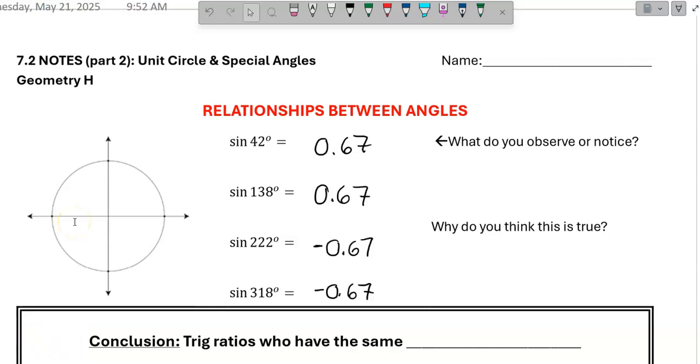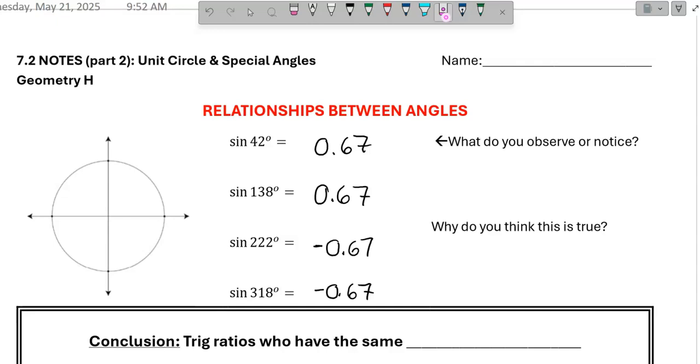So what do we see? What do we notice here as we look at these four values? All four of these trig ratios end up equaling the same number, except for the fact that for two of them, we have negative values here. So those are some observations for you to jot down. Now the question is, why do we think this is true?